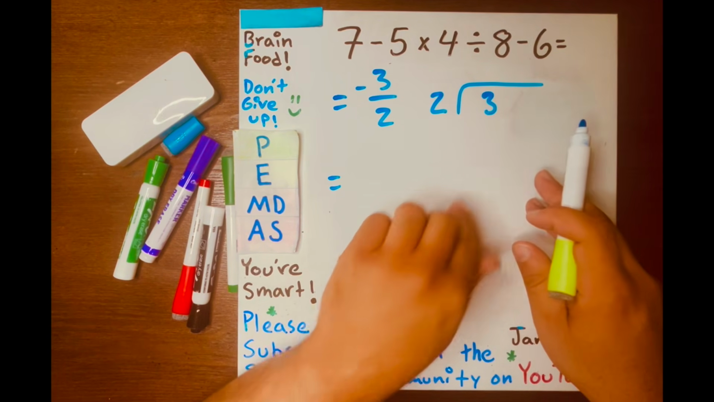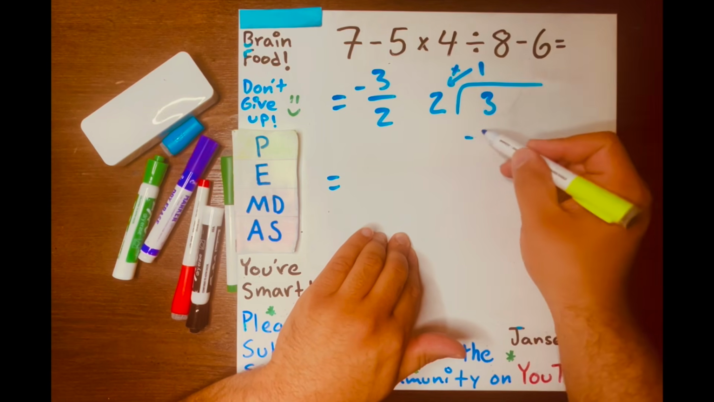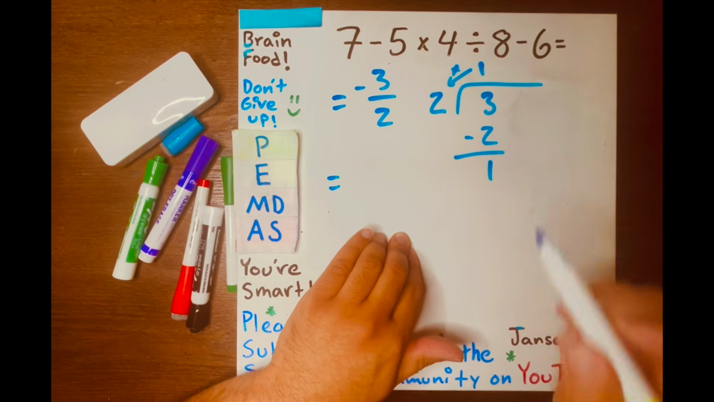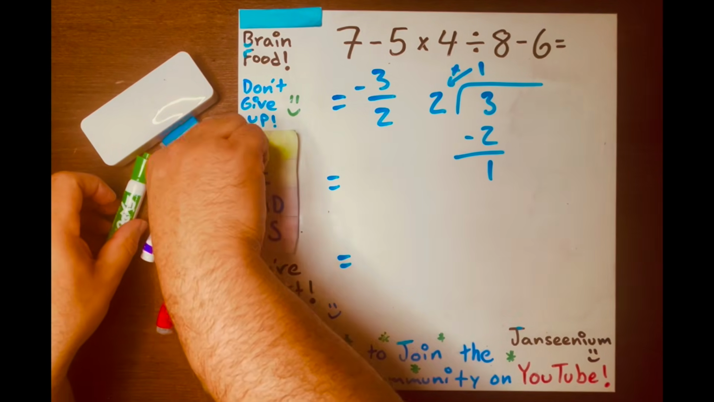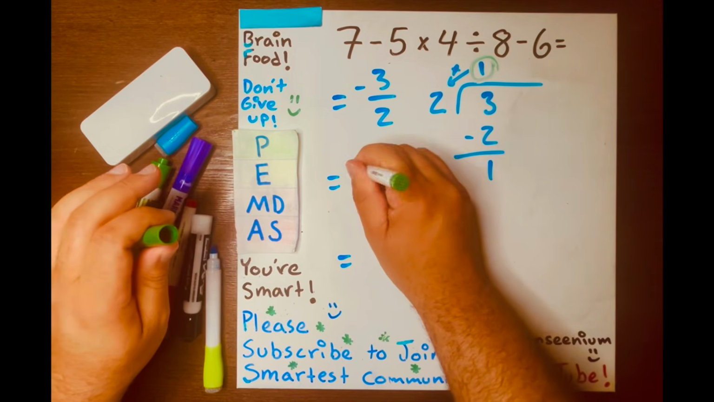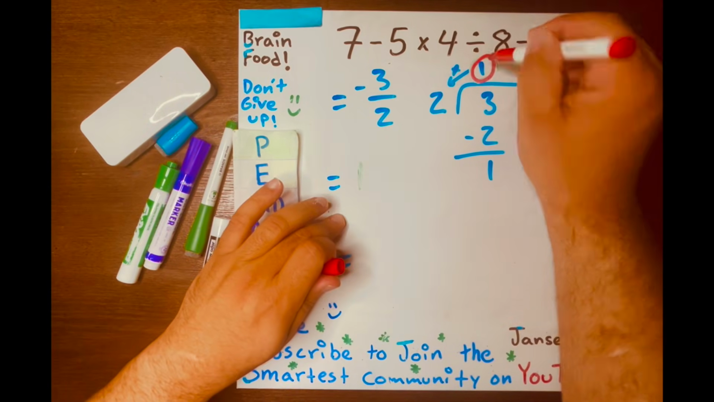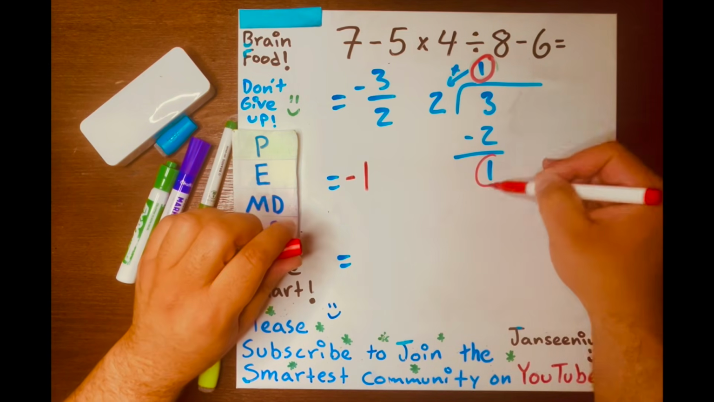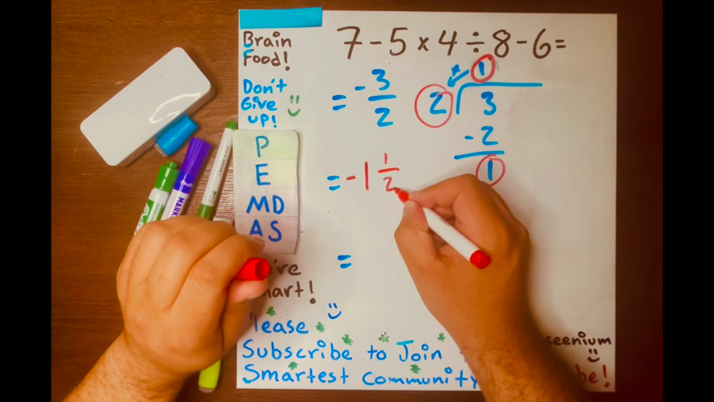How many times can 2 fit into 3? 1 time. And 1 times 2 is 2. And 3 minus 2 equals 1. And the whole number will be, and I'll use a different color. I'll use green. The whole number is 1. So that's 1. Green is low on ink. I'll use red. So the 1 is the whole number, and it's negative 1. The remainder 1 goes above the fraction bar, and then the 2 goes below the fraction bar.